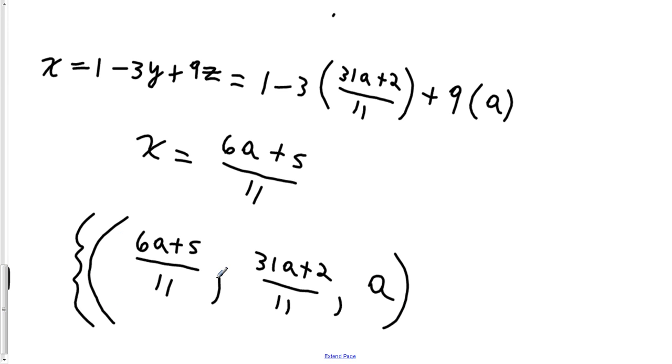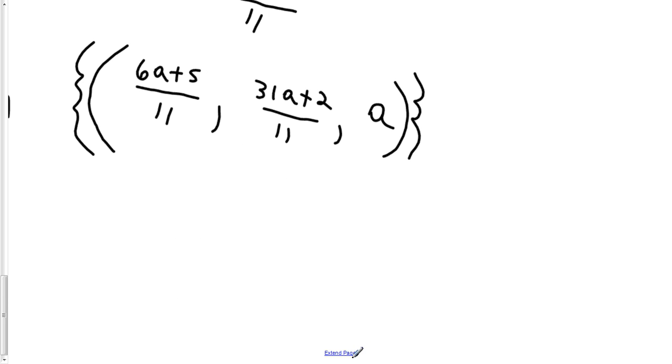It's not just one ordered triplet. If you give a value for z, let's say the value a, I can find the value of x and y with these two expressions. So any point that conforms to this ordered triplet is a solution, and there are indeed infinitely many solutions to this system of linear equations.